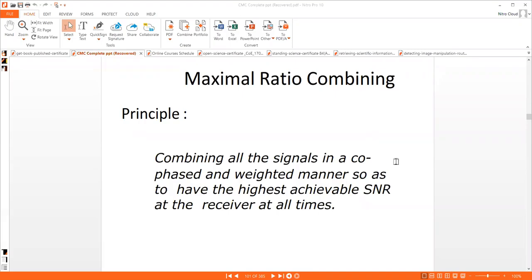Means you can simply say co-phased. It is going to have its phase values in line, that is angular values in line, and its magnitude values also, so as to have the highest achievable SNR at the receiver at all times. It is simply, you can say, a mixture of the signals in a particular ratio of its ingredients. The ingredients are phase and weights.